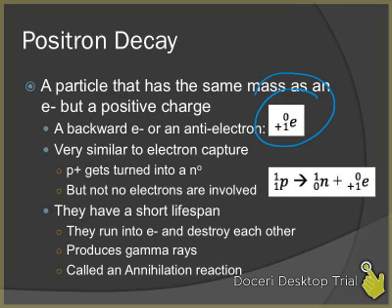This type of decay has a very, very short lifespan, and they actually destroy each other. They kind of collide. Since they're both positively charged, what's going to happen? They're trying to repel each other, but they end up colliding. So when they collide, they release a whole bunch of energy in the form of gamma rays. And this is called an annihilation reaction, which we'll get to in just a second.